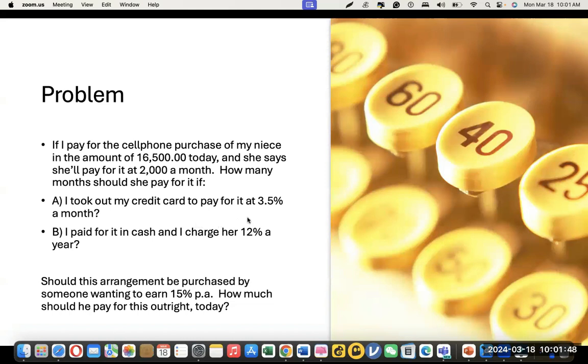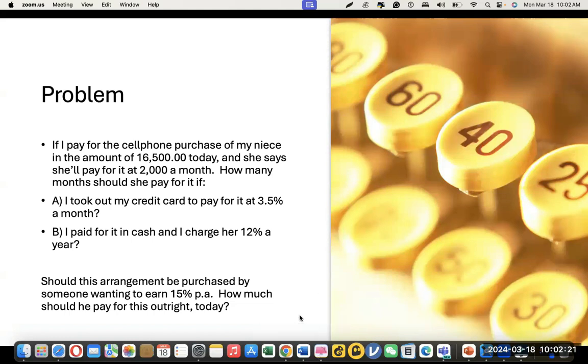So the first problem, in this case, in the example, ako to eh. So I do not shell out cash. I just use my credit card and charge 3.5%. So syempre, admittedly, this is going to cost my niece higher interest kasi it's credit card. So let's see how much that will cost her.